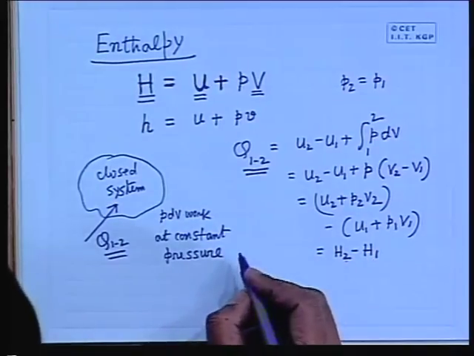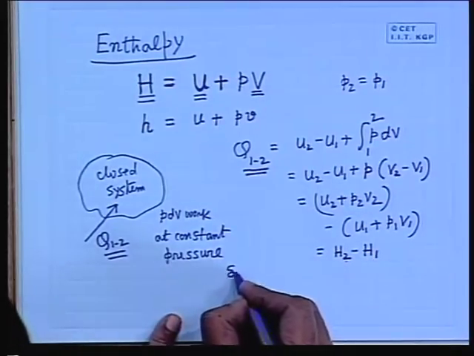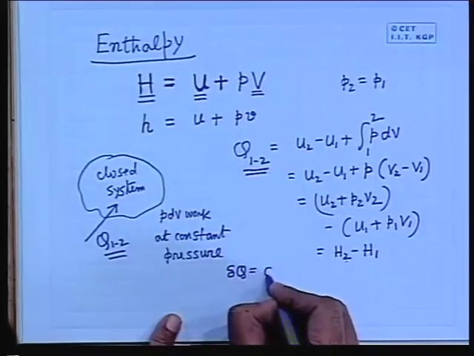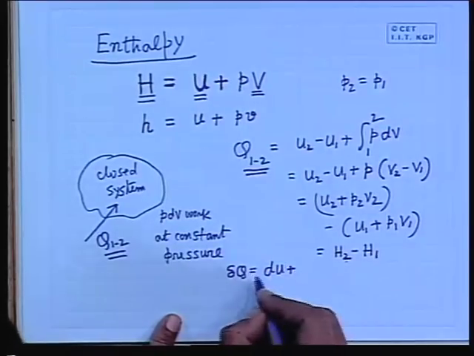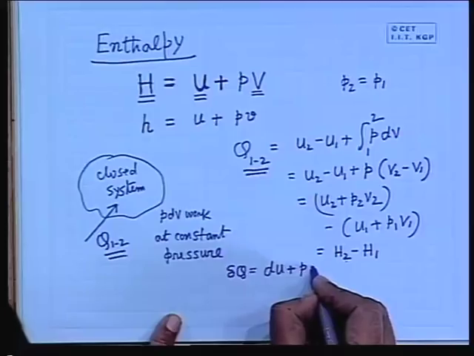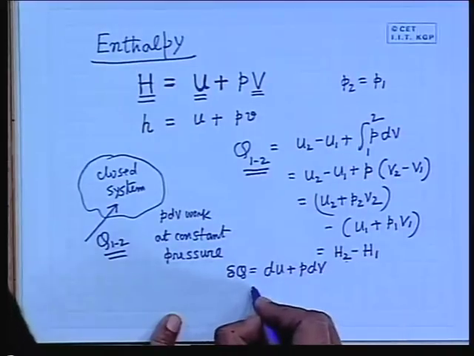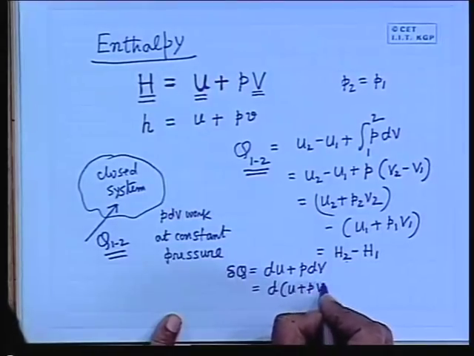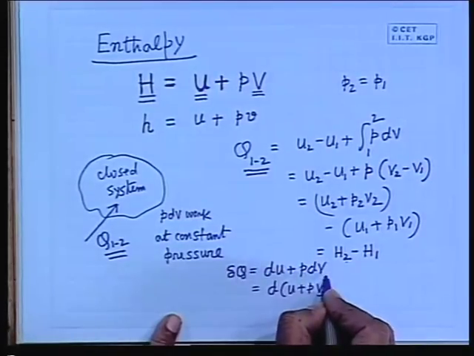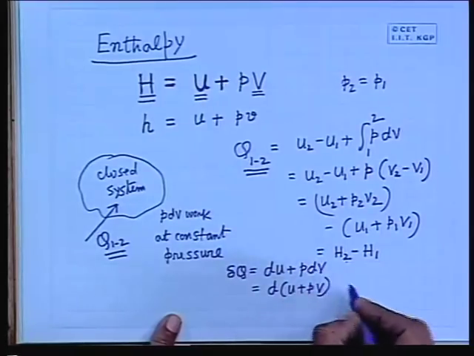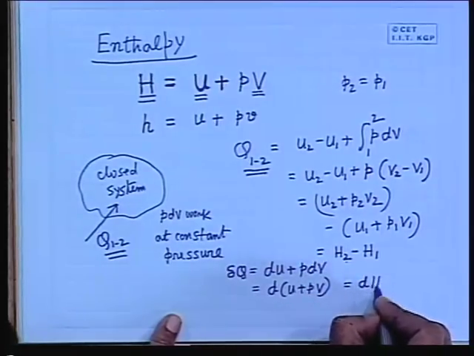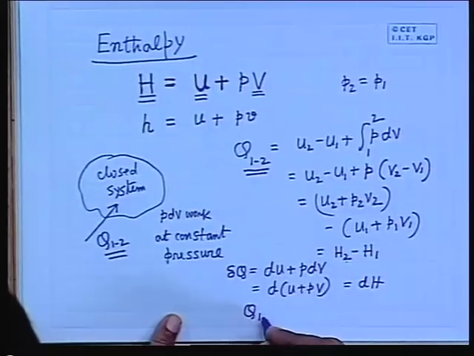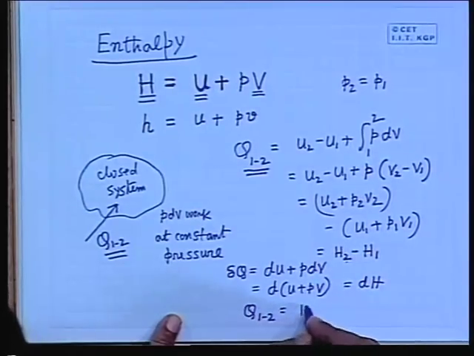This can be more easily found from the differential form: delta Q is equal to, for those who are a little smarter, dU plus P dV. Then you can use it like this, d of (U plus Pv). Why? Because P dV is d of (PV), since P is constant and can go within this differential operator. That means it is dH. So from here one can conclude Q12 is, if you integrate, H2 minus H1.